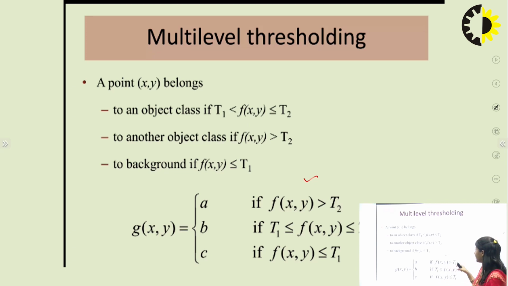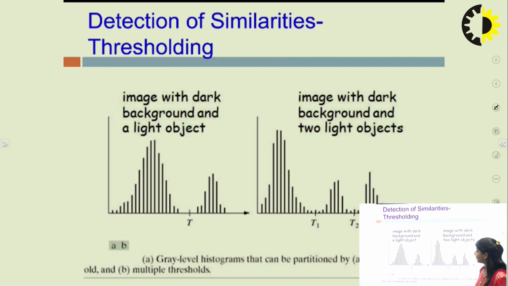two thresholds. If f(x,y) is greater than T2, then we can say it belongs to class A, and if this value lies between T1 and T2, then it will belong to class B, and if it is less than T1, then it belongs to class C. So we can identify one will be the background and two will be the foreground or objects of the image. So this is the outcome of the formula.